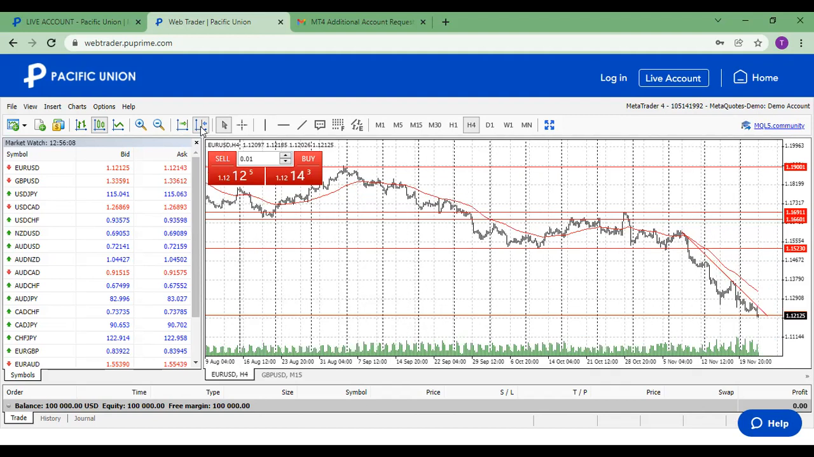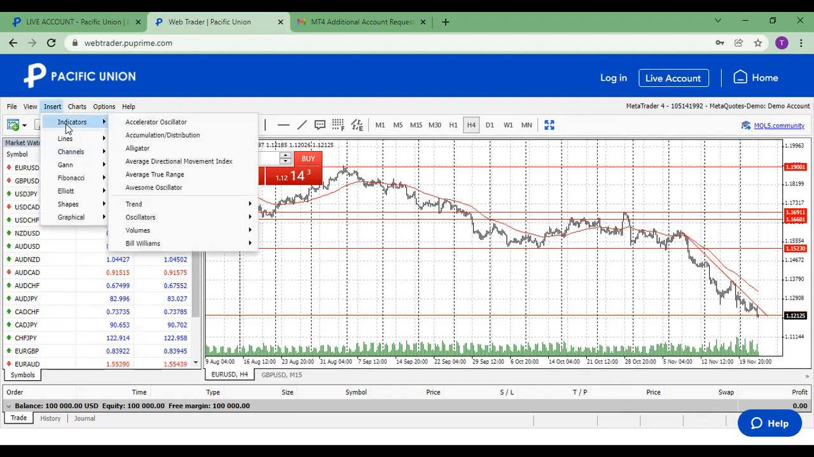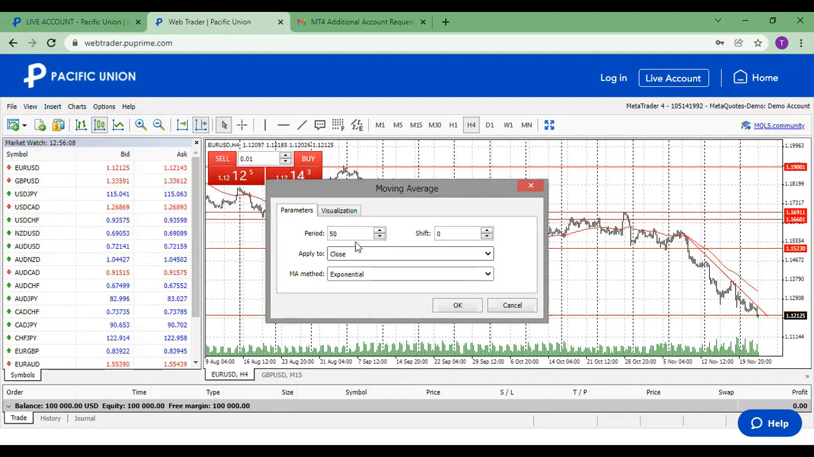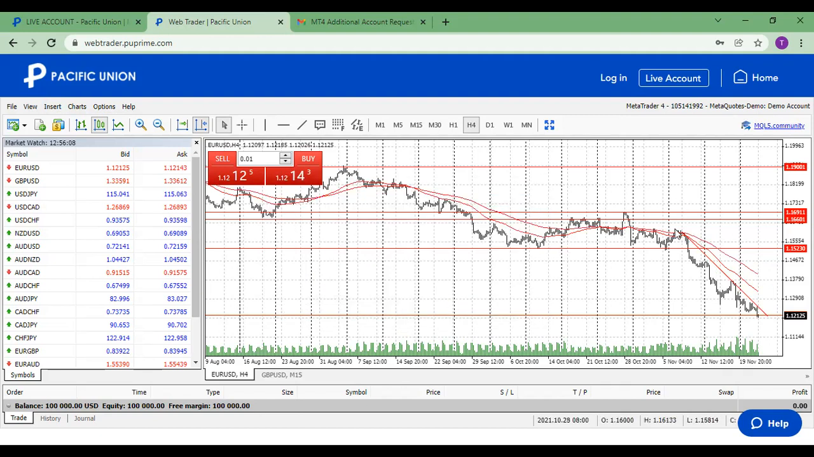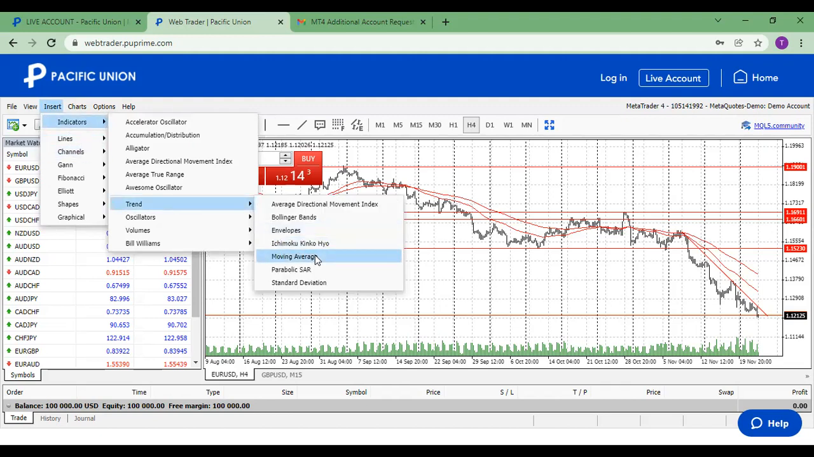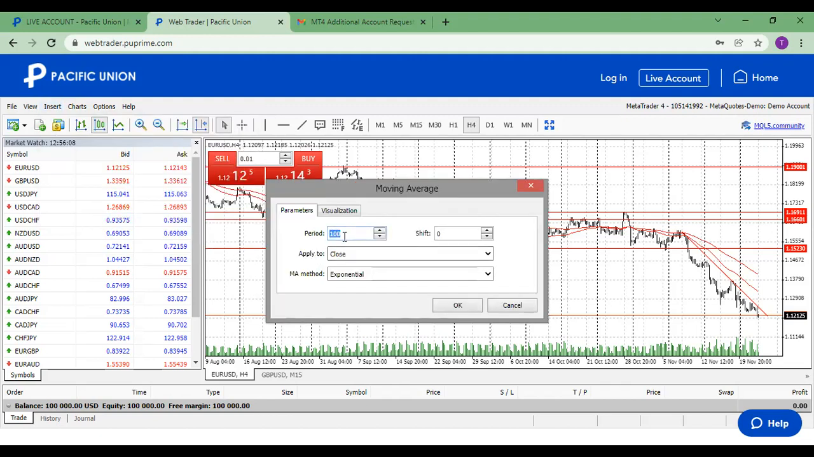So you could see it here. You could draw the 50, 100 period moving average. Already we have 50, so let's just draw the 100. Here we have 100. Apply to close. Okay, you see that? Yes, that's the 100. So you could draw the 200. Insert, moving average, and draw the 200.